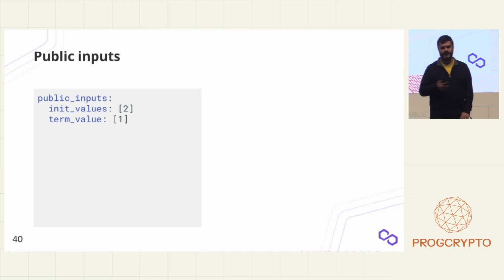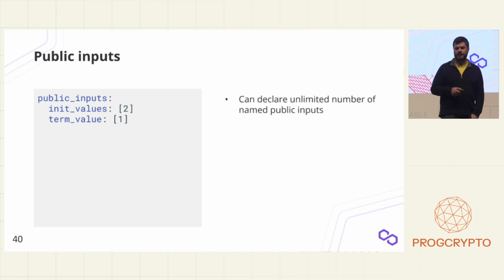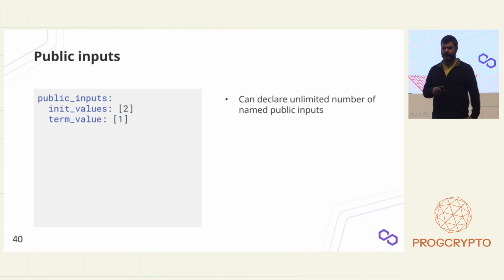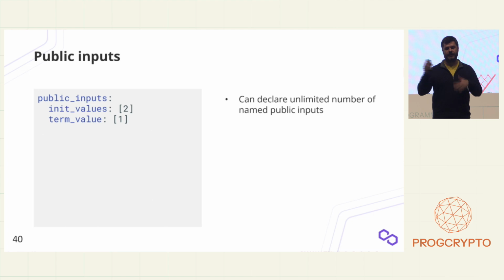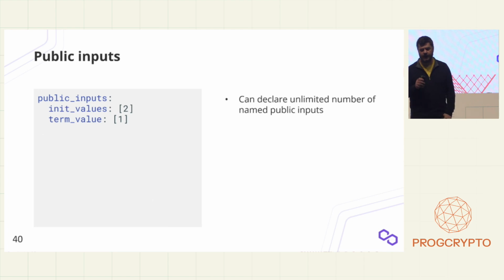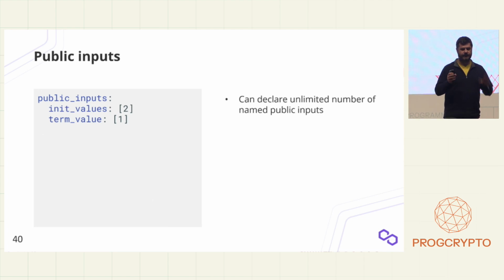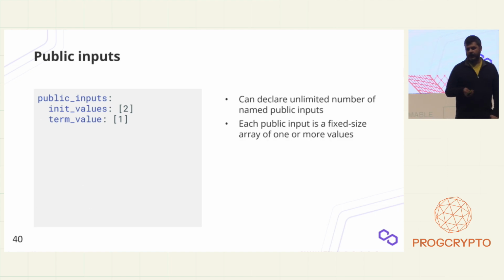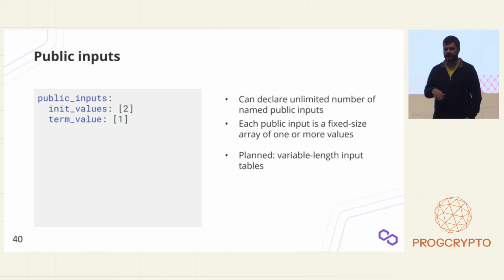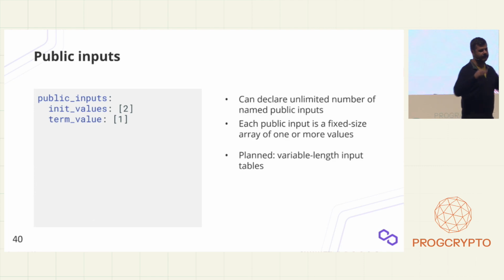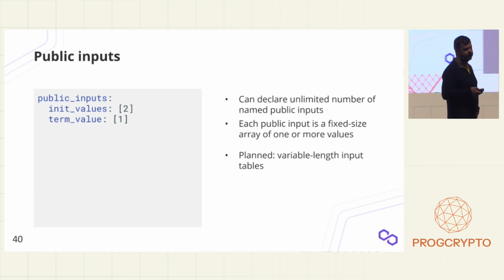The public inputs section currently is very simple. You can declare an unlimited number of public inputs. Each input could be an array of multiple values. Those have to be fixed-size, defined-size arrays. And one thing that we're currently working on, which we haven't yet finished, is variable length inputs, where you can have tables with a fixed number of columns, but a variable number of rows.